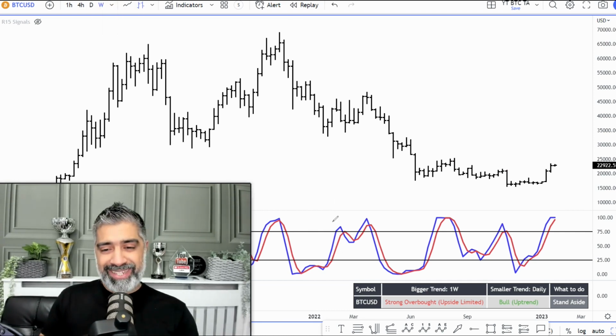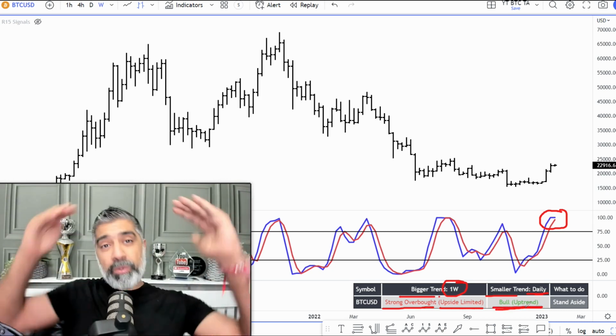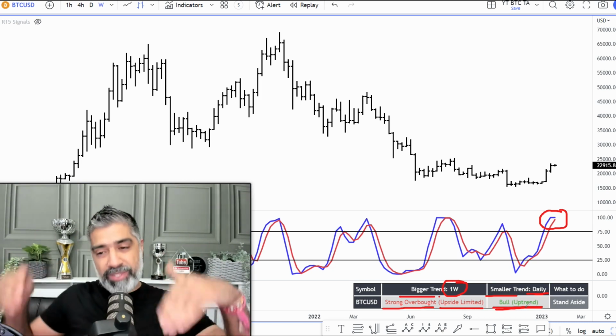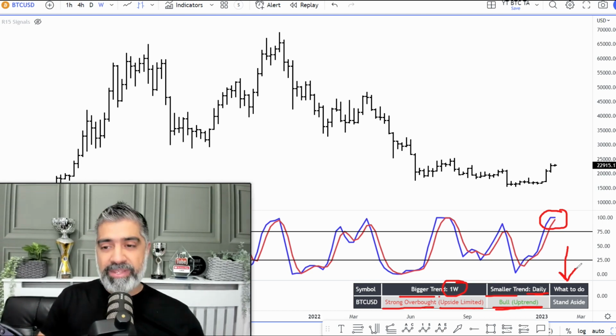And that's the way we created this dashboard. What we said is the bigger trend, and we've set it as the weekly, is strong overbought, and the upside is limited. It's basically because of this. And there's another filter on this as well. But the smaller trend, which is the daily chart, is still bull uptrend, which means when that one also makes its next reversal to the downside, and you can drop to a lower time frame, what this box will say over here is consider selling or consider taking profits. So that is the same thing, because what we should anticipate is the overall trend has been down.